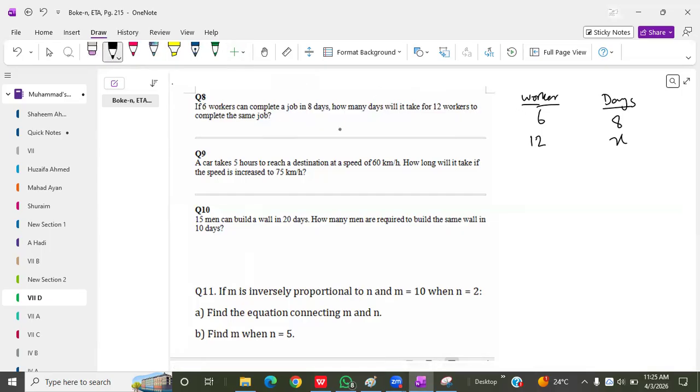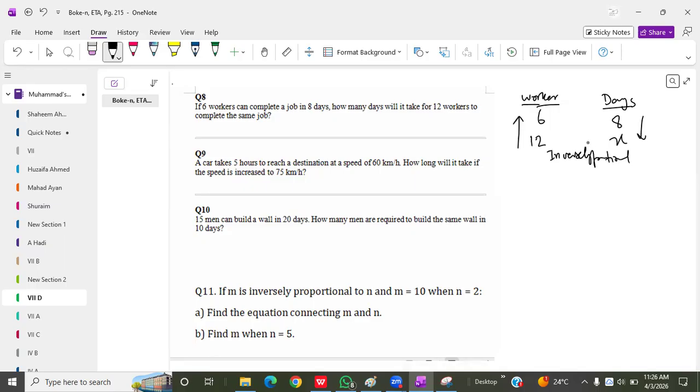First we have to decide whether this is a directly proportional question or an inversely proportional question. Okay. So if we increase the number of workers, will the time to complete the job decrease or increase? Decrease. If we increase the number of workers, the time decreases. It means that it is inversely proportional.